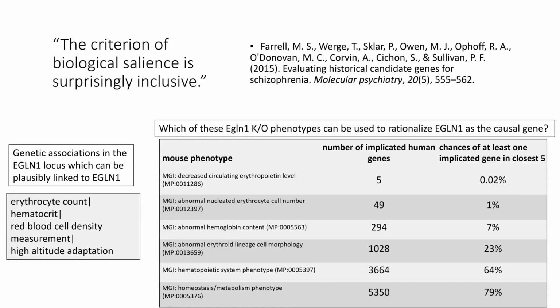And I know other people in the room have also thought about this. Whenever I come back to this, this sentence is foremost in my head. I come back to it all the time: the criterion of biological salience is surprisingly inclusive. This is a great paper. They show that only one schizophrenia candidate gene actually reproduced in the GWAS, even though for every one of those papers, the authors said this gene must be related to schizophrenia because X, Y, and Z.